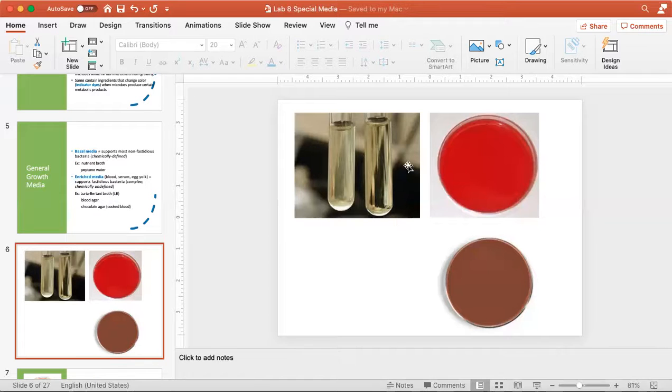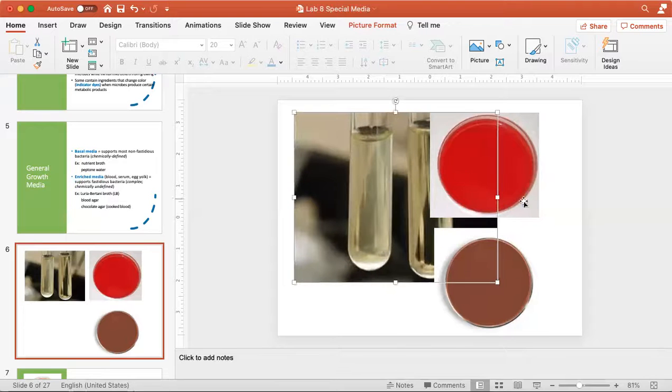Look at how boring the broth is. It doesn't have any pretty colors associated with it or anything like that. A lot of broth media has this very boring beige color. Now, one of the reasons that I put the Luria broth up here is because I want you to notice the difference between the tube on the right and the tube on the left.